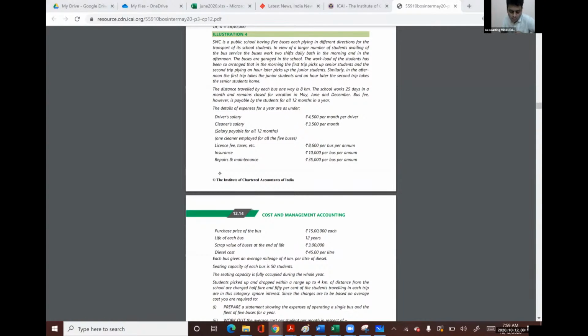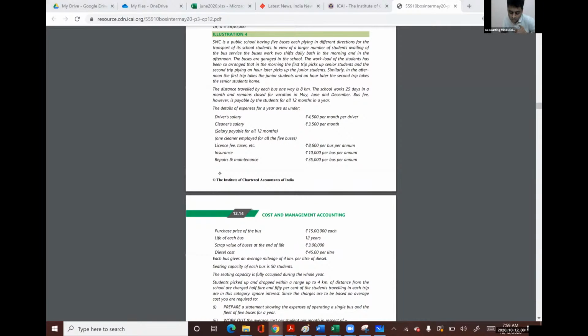Where is that given? Sir, in this para only: students picked up and dropped within the range of up to 4 kilometers of distance from the school are charged half fare, and 50% of the students traveling in each trip are in this category. Only 50% of the students are in the category of 4 kilometers radius, sir. With the buses running more than 4 kilometers for the other 50% of the students, no, sir.